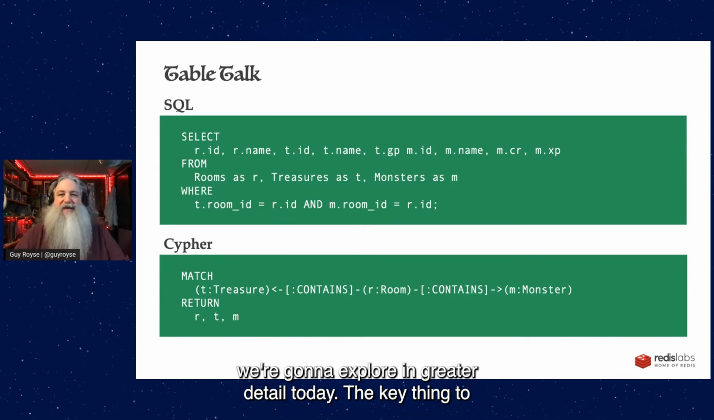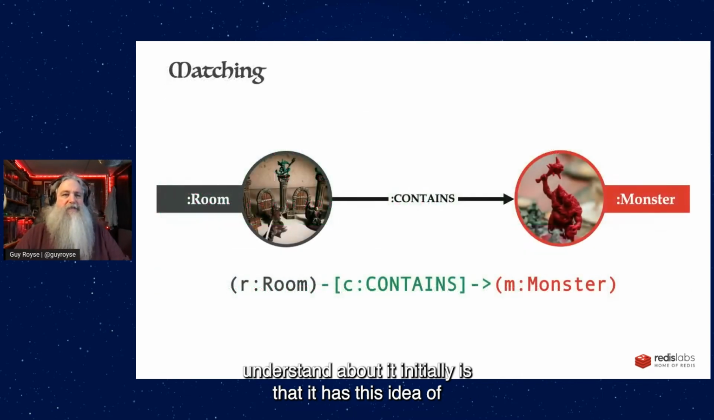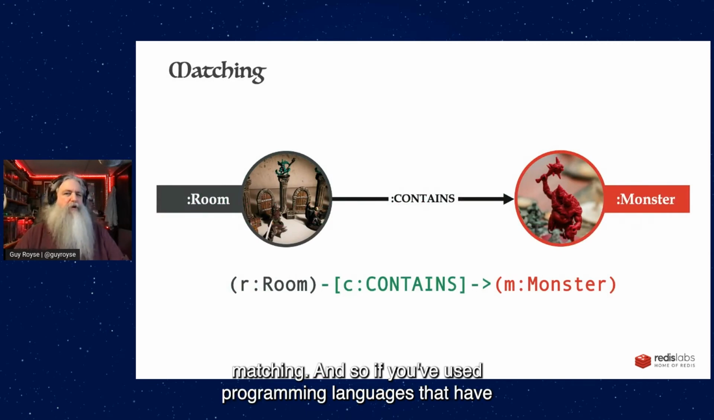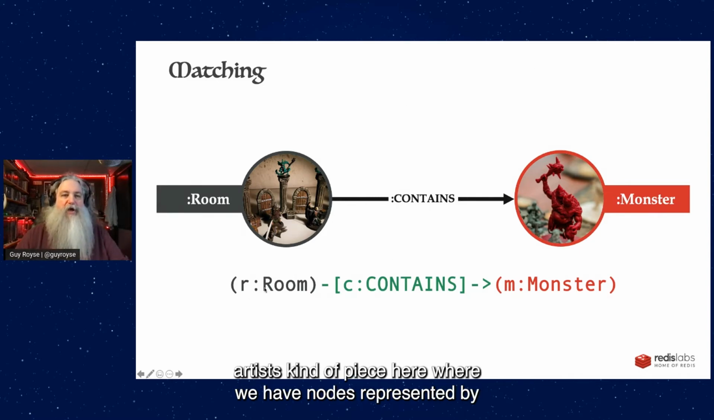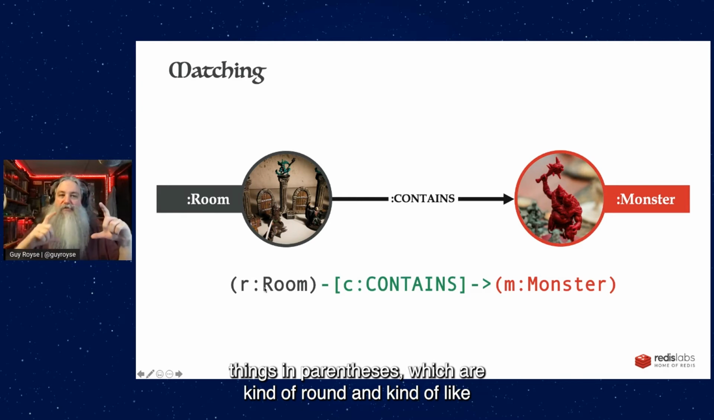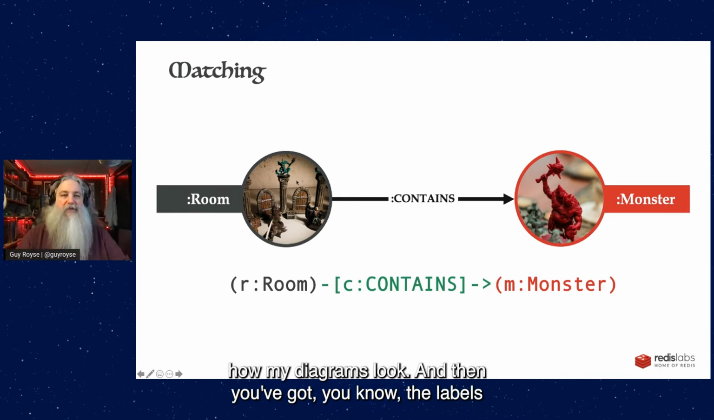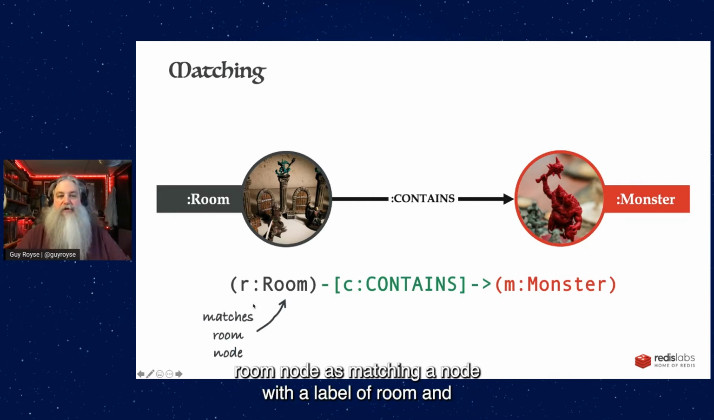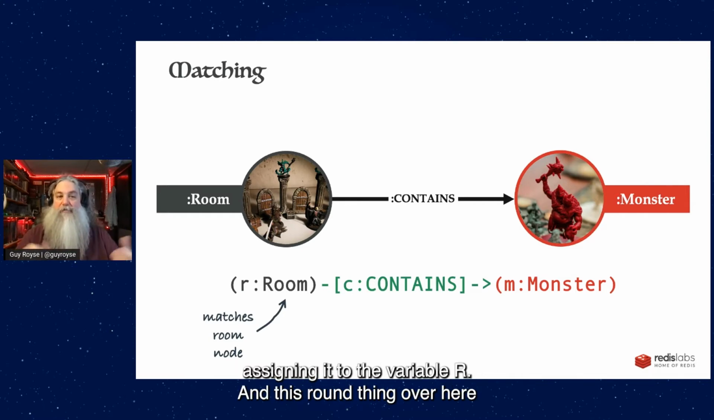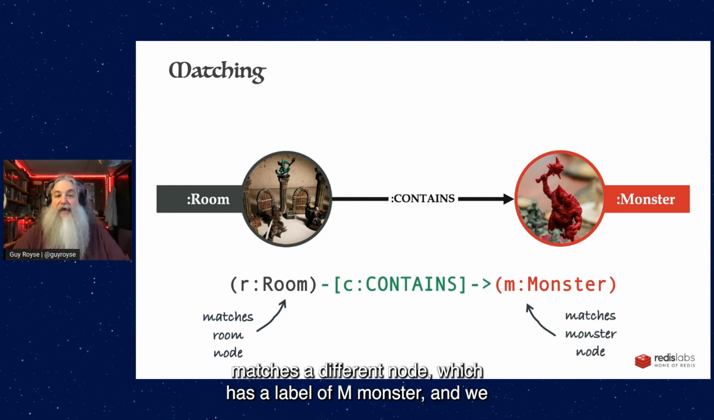The key thing to understand about it initially is that it has this idea of matching. If you've used programming languages that have matching, this is a similar idea, where we have this ASCII-artish piece here where we have nodes represented by things in parentheses, which are kind of round, kind of like how my diagrams look. And then the labels are in here. So this little bit here is matching a room node. It's matching a node with a label of room and assigning it to the variable R. And this round thing over here matches a different node, which has a label of M, monster, and we assign it to an M.